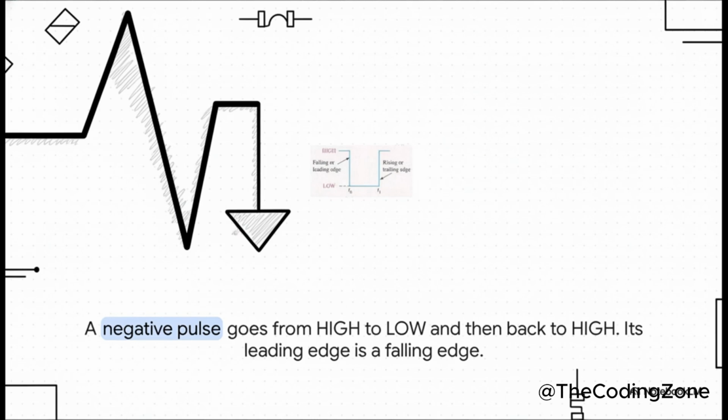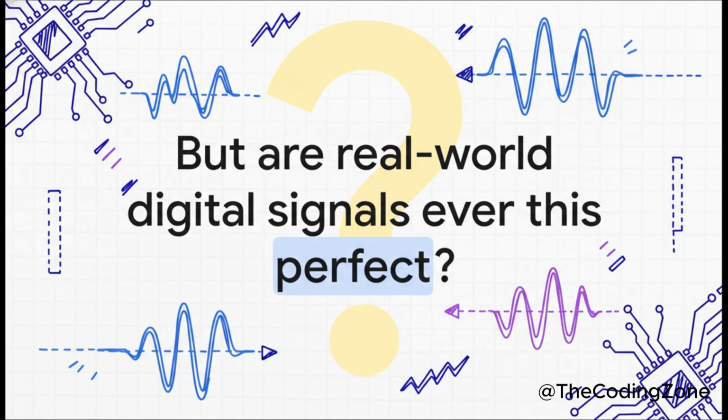And, you guessed it, here's the opposite, a negative pulse. It starts out high, takes a quick dip down to a low state, and then pops right back up. In this case, that leading edge is the transition from high to low, and we call that a falling edge. Okay, so these diagrams we've been looking at are super clean, right? Perfect right angles, instantaneous jumps. But let's be real.